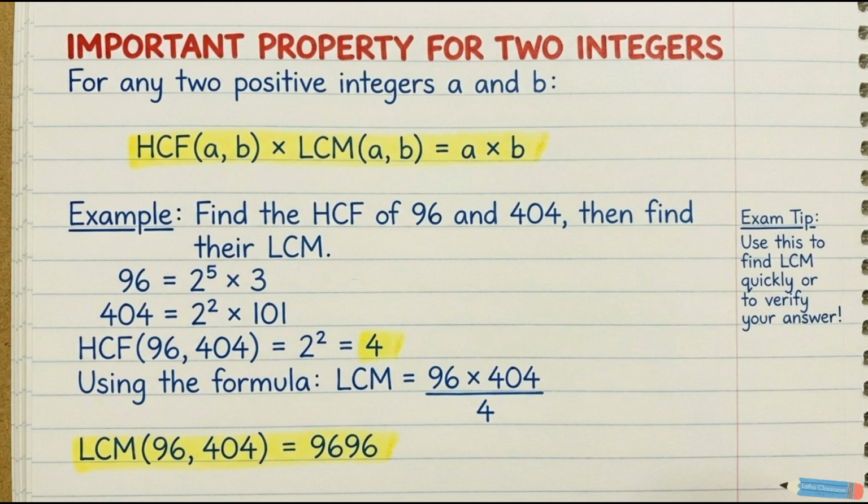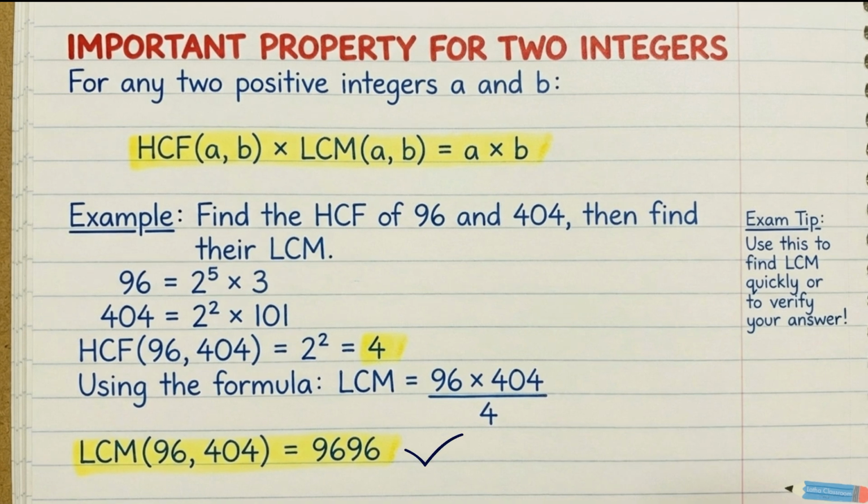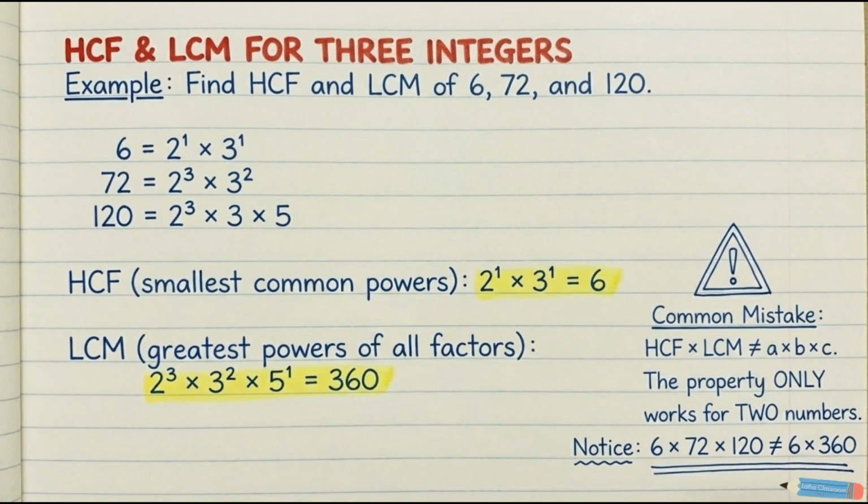Example, find the HCF of 96 and 404. Then find their LCM. 96 equals 2 power 5 into 3 and 404 equals 2 square into 101. HCF of 96, 404 equals 2 square, which is equal to 4. Using the formula, LCM equals 96 into 404 by 4. So, if you simplify that, you will get 9696. That means LCM of 96, 404 equals 9696.